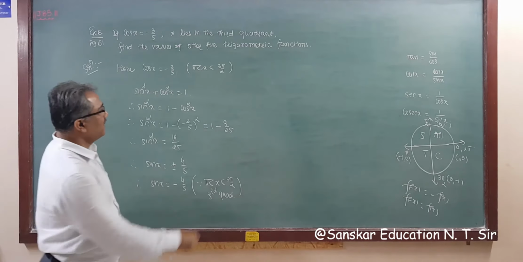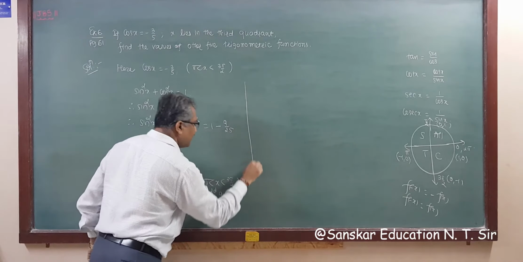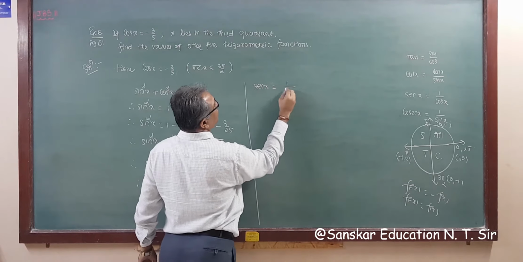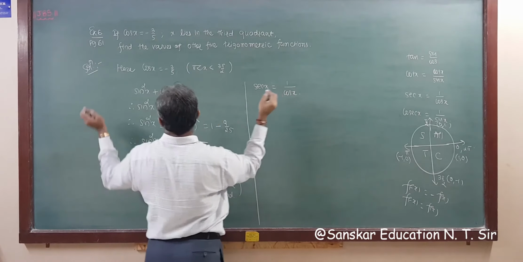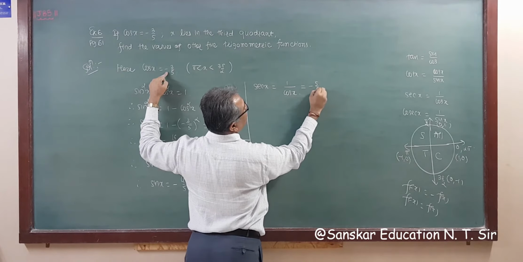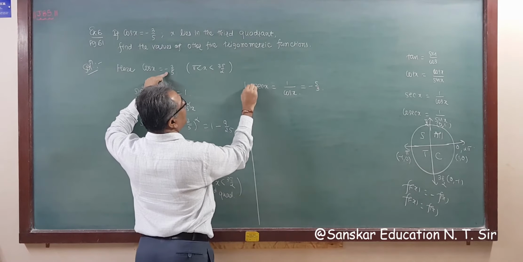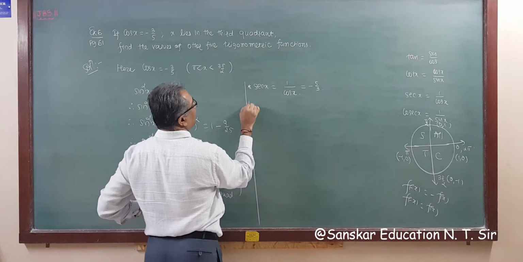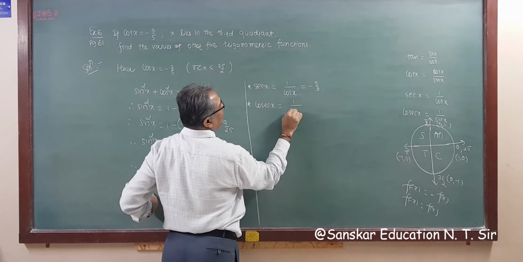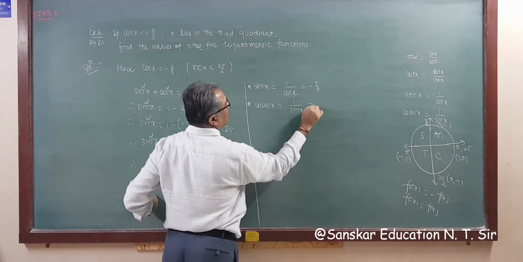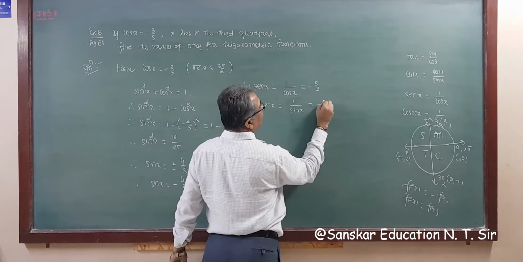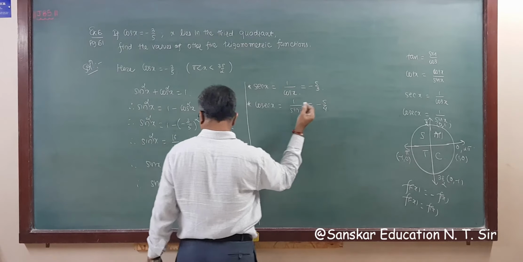So now tan. Before that, first we find sec x. So sec x is 1 upon cos x, the reciprocal of cos. Cos is minus 3 by 5, so this is minus 5 by 3. Right? Then we take cosec x. So cosec x is the reciprocal of sine. Sine is minus 4 by 5, so 1 upon sin x is minus 5 by 4.